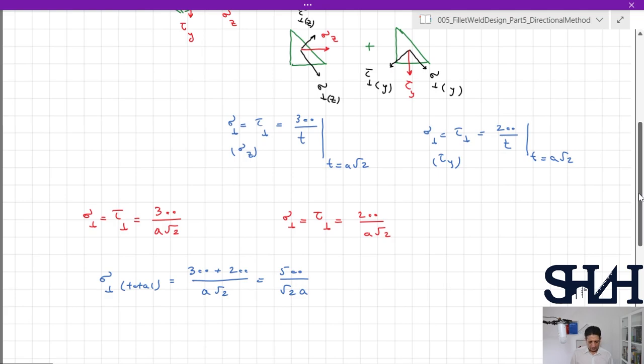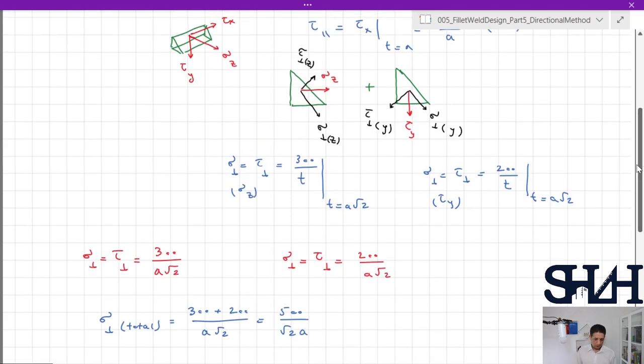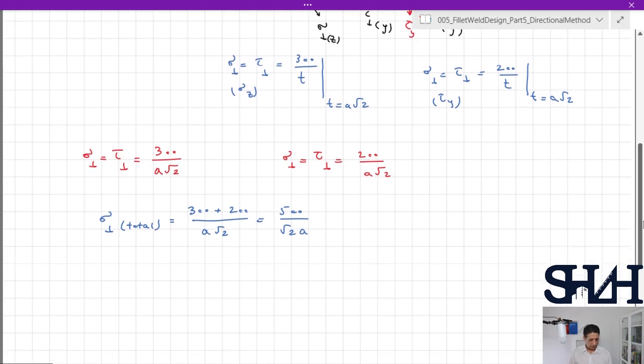But we can see that the tau perpendicular are in opposite directions. As a result, the resultant will be deducting these two. So tau perpendicular in total will be 300 minus 200 divided by a square root of 2. Then it will be 100 divided by square root of 2 times a. So these are the components that you need to put inside the calculation.